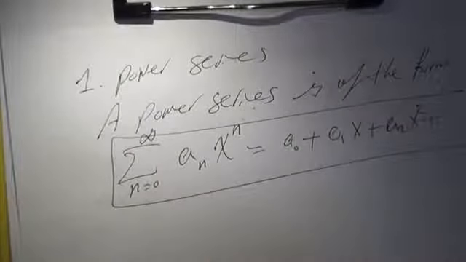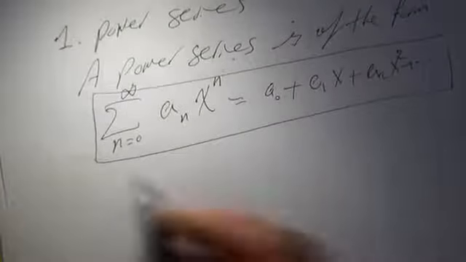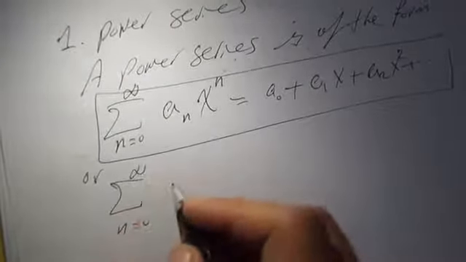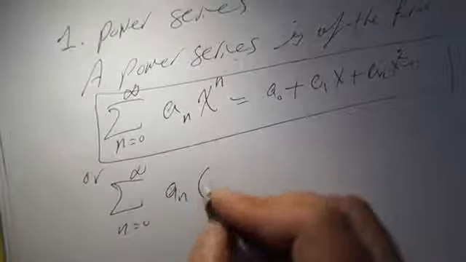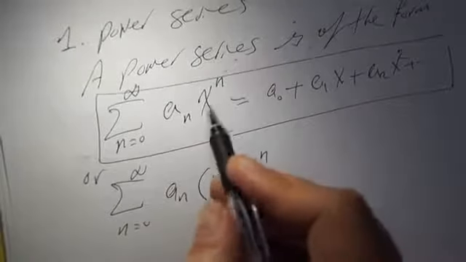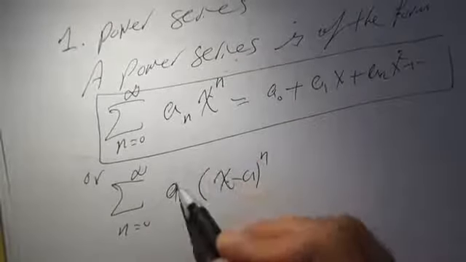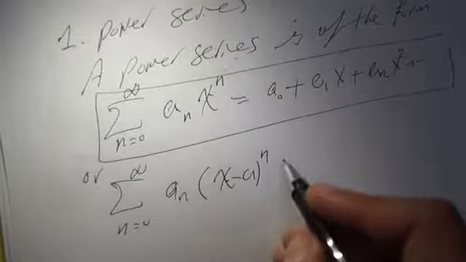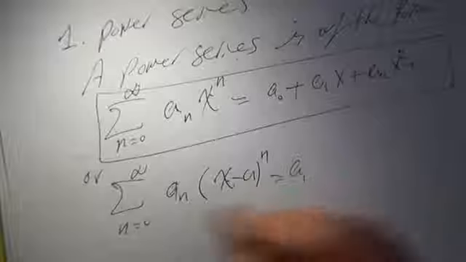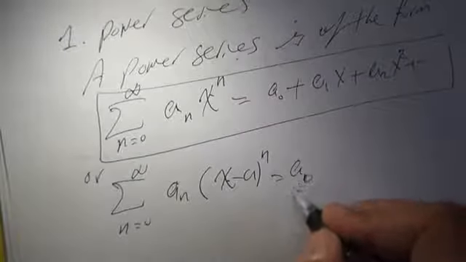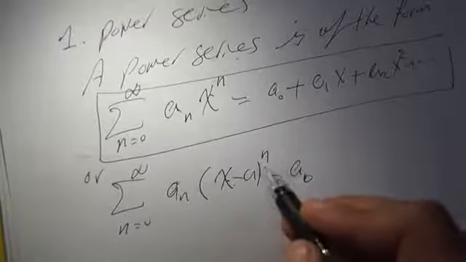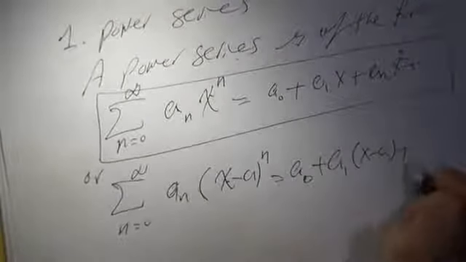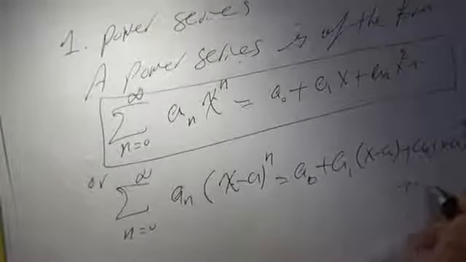هنالك صيغة أعم للباور سيريز وهي الصيغة التالية: sum n equals 0 to infinity an x minus a to power n. لاحظوا هنا لدينا x فقط، هنا x minus a to power n. هذه هي الصيغة الأكثر شمولية، More general form of this power series. إذا فتحنا هذه السيريز نحصل على a0. If this bracket is raised to power 0 it is going to be 1، ما في داعي نكتبه. الحد الثاني a1 x minus a plus a2 x minus a to power 2, and so on.